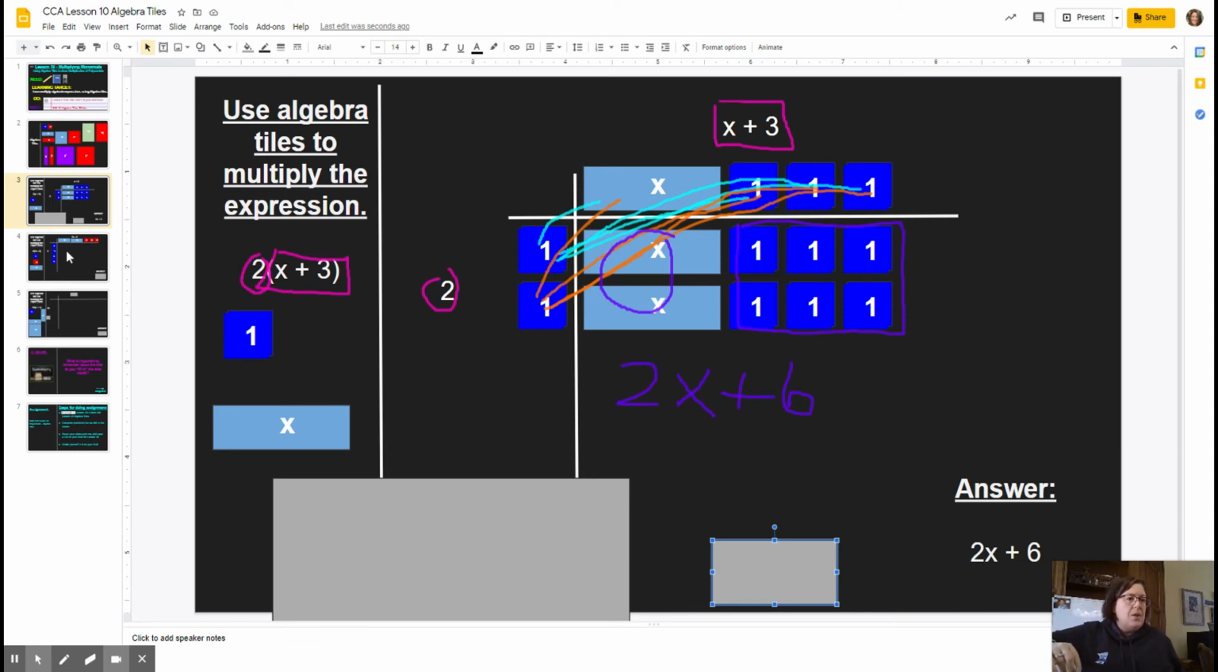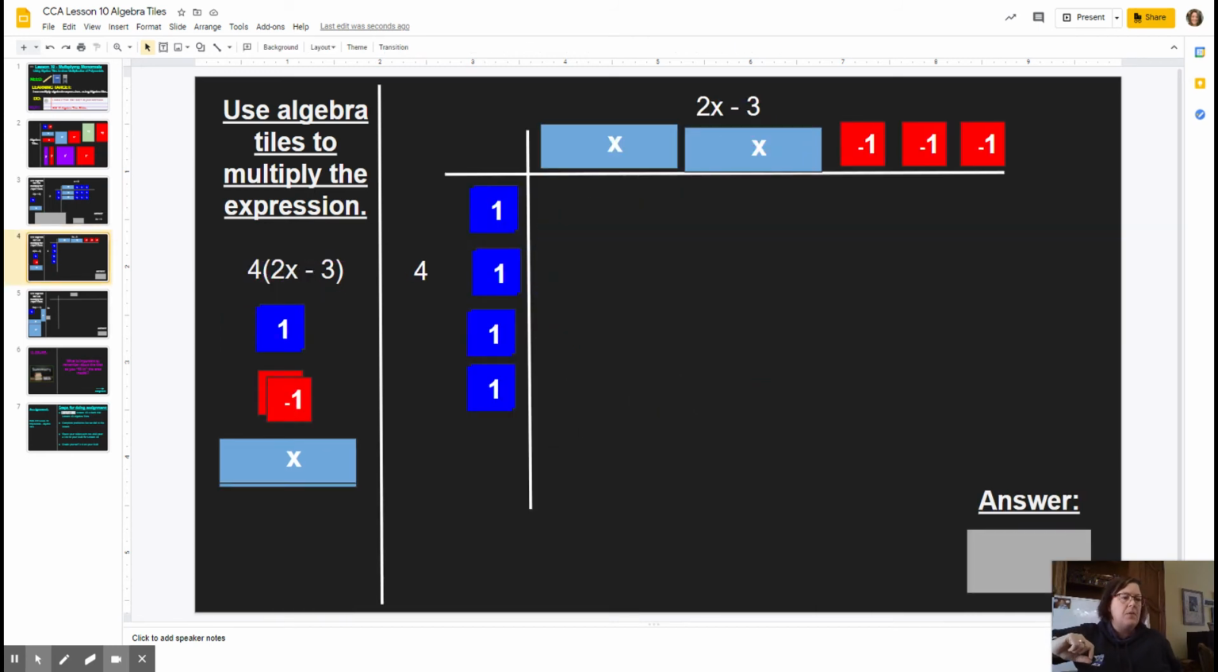All right, so let's do another example. It's going to be the same thing. This one I don't have set up like before, so I'm trying to, this is called scaffolding. Okay, so we've got another one. I've got 4 times the quantity of 2x plus 3.